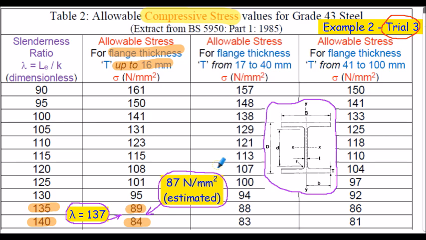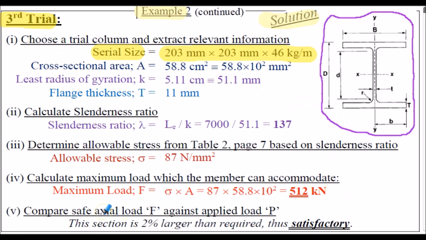So again, we've got all the values we need now to calculate the maximum load F that the column can withstand. What we should find this time is that the section is only 2% larger in load carrying capacity than that required, so it's deemed satisfactory. So on the third iteration here, we've arrived at an appropriate section for this particular compression member.